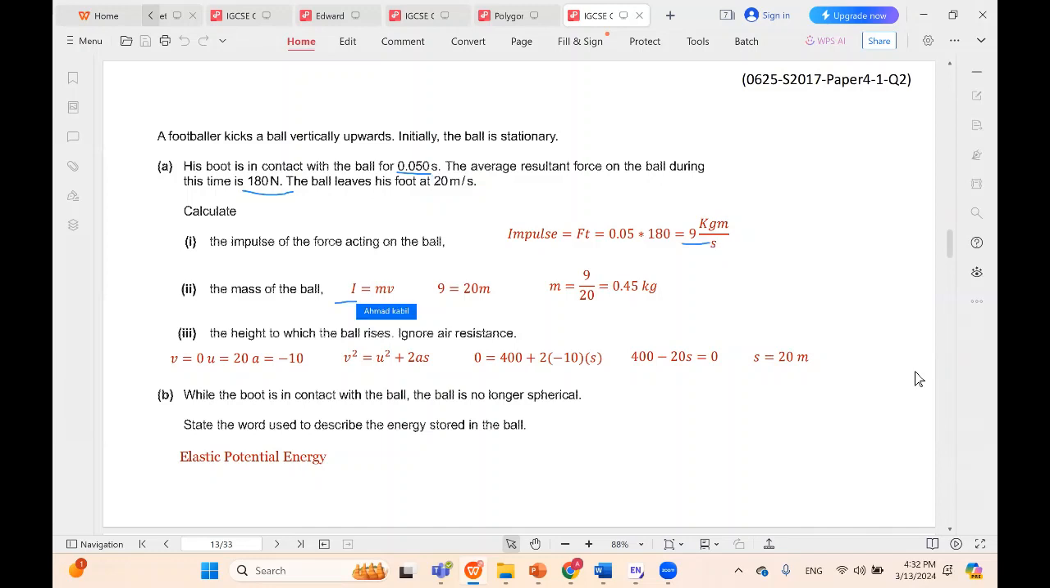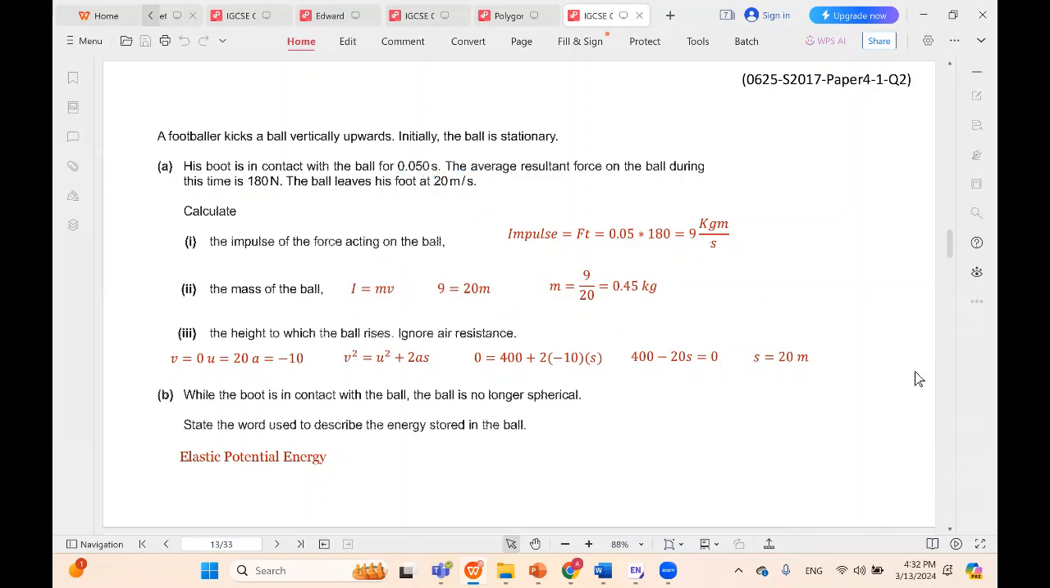Determine the mass of the ball. Of course, impulse is mass times velocity. Now, we already have the impulse as 9. We got that in A. And then the velocity is 20, and we want to get the mass. So the mass is going to be 9 divided by 20, which is 0.45 kilograms.